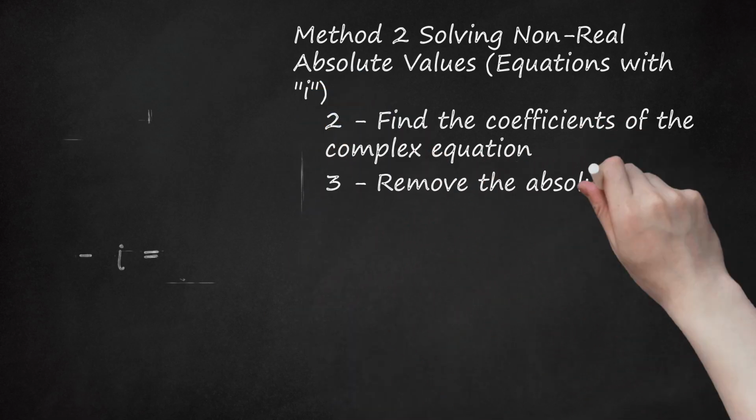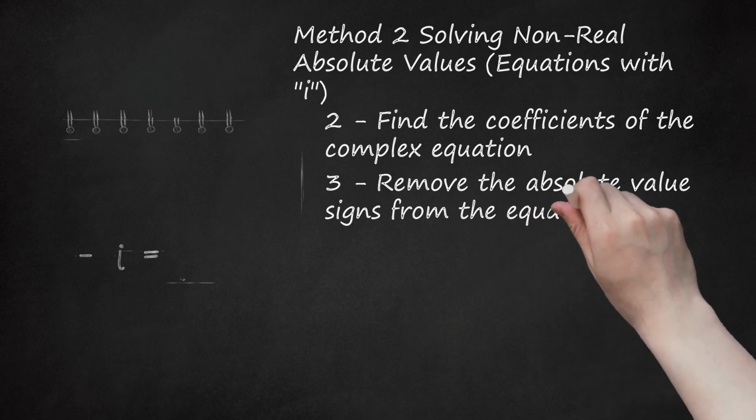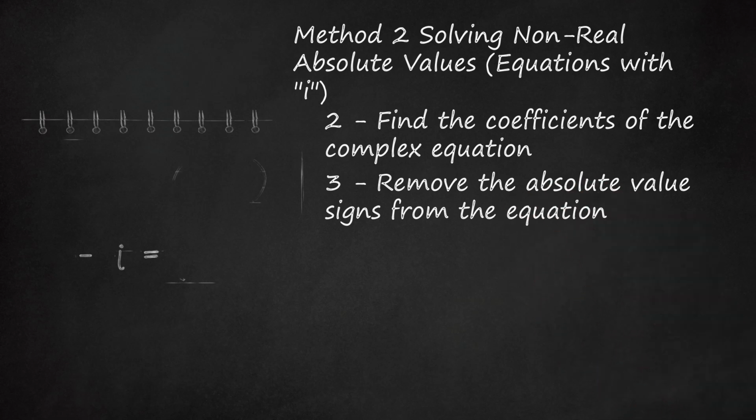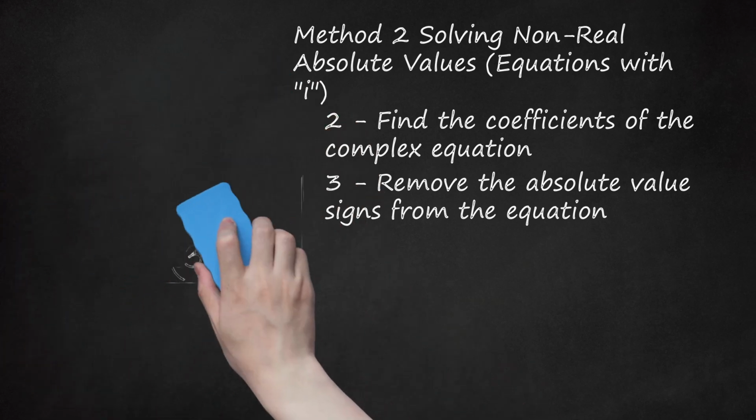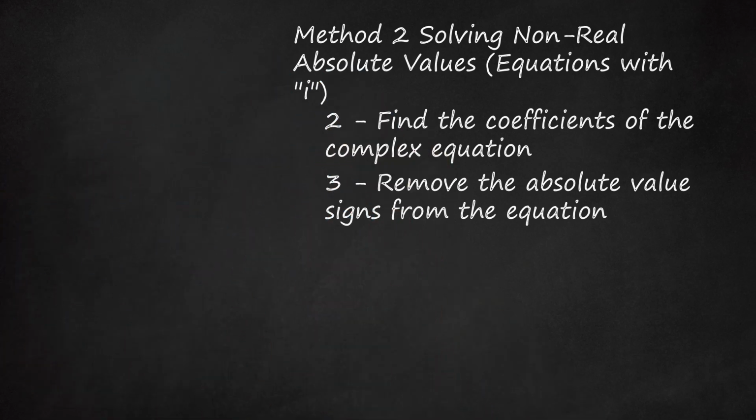3. Remove the absolute value signs from the equation. All you need at this point are the coefficients. Remember, you need to find the distance from the equation to 0. Since you use the distance formula in the next step, this is the same thing as taking absolute value.